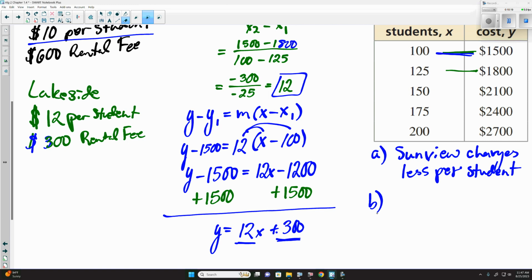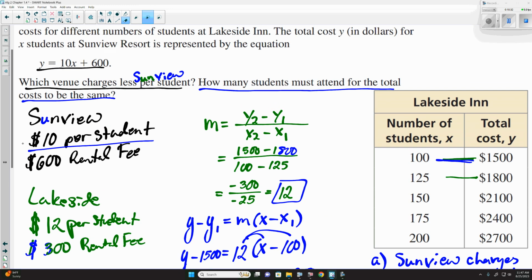Now the second part is how many students will it take for these two to be equal? At what point will these two be equal? Will they cost the same? So we have the one equation there. We also found that Lakeside Inn, this equation is y equals 12x plus 300.